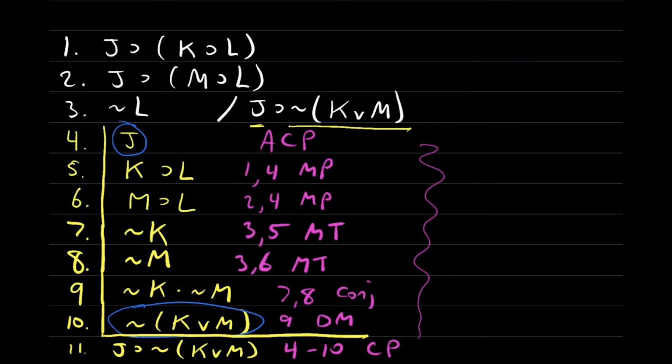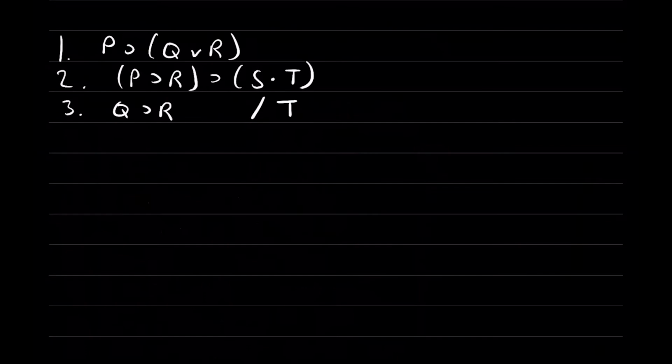Okay, let's do another example. Okay, so we've got 3 premises here. 1 says P implies that either Q or R. 2 says P implies R implies that S and T. 3 is if Q then R, and we're just trying to show the conclusion T.